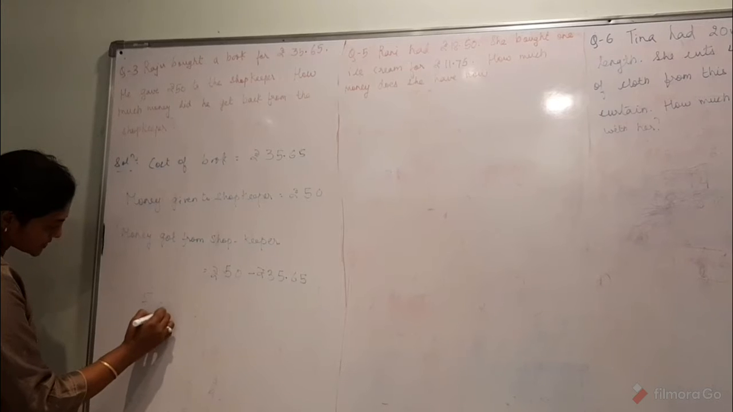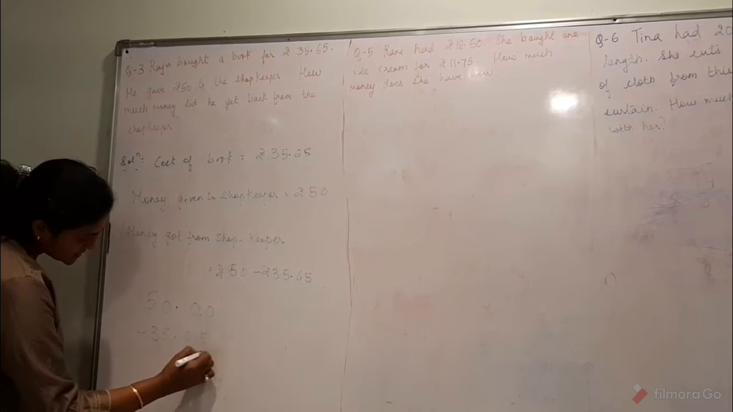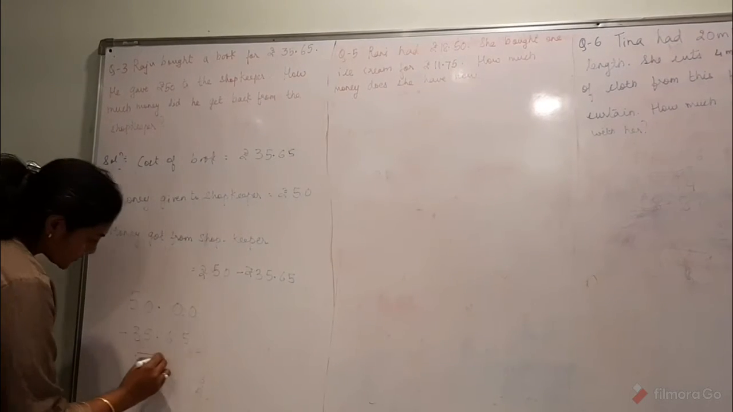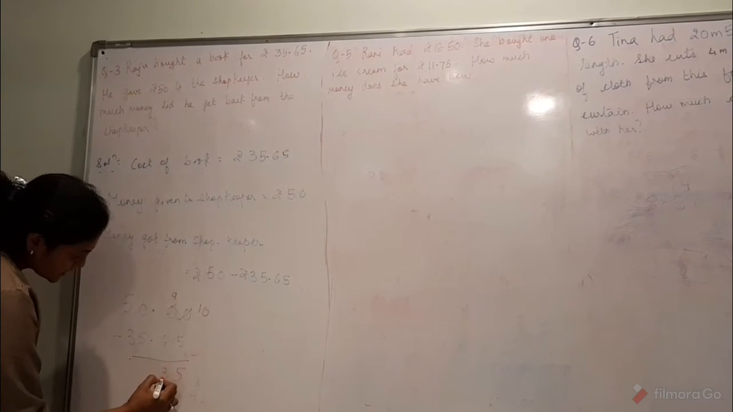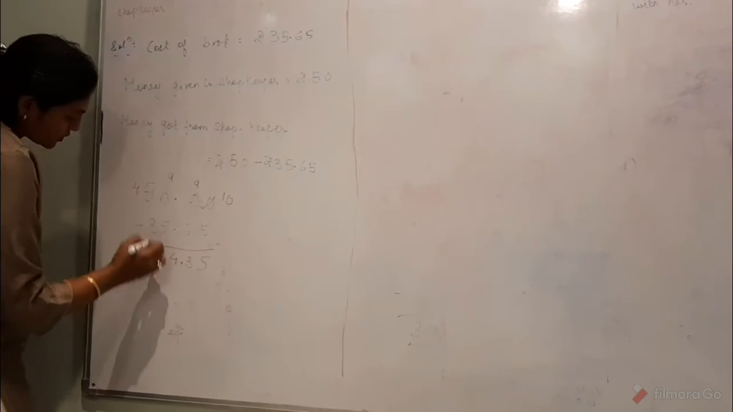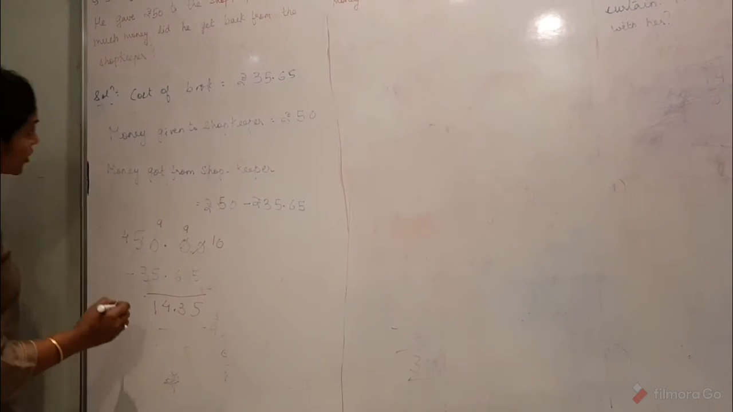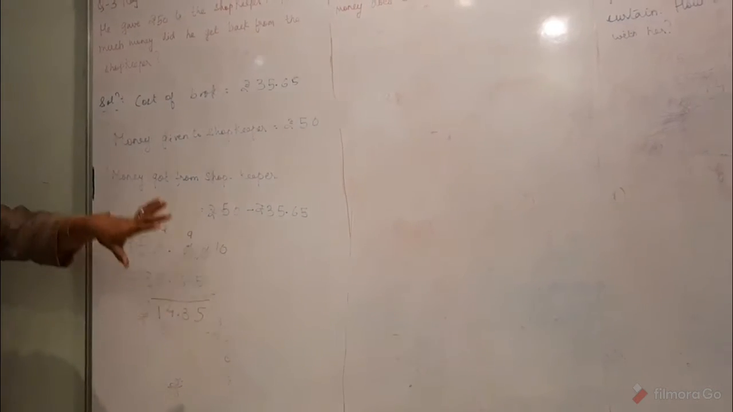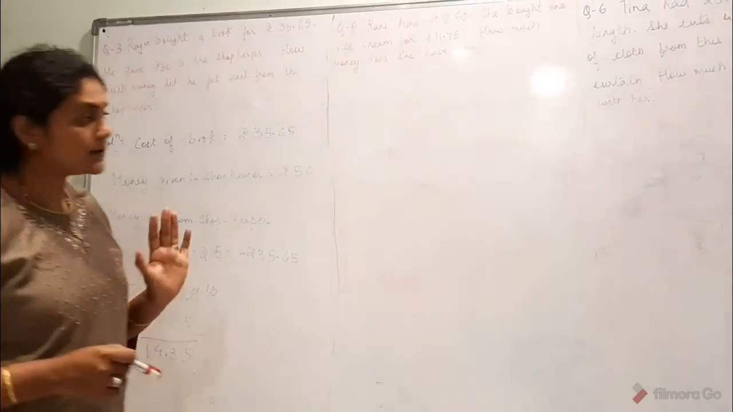So we will do the subtraction. 50 you can write 50.00 minus 35.65. So when you subtract it, what you will get? 10 minus 5 is 5, 9, 6, 9, 4. So this is 4 and 1. So it is very simple. Money got from the shopkeeper is rupees 14.35. So final statement you have to write: money got from shopkeeper is rupees 14.35.